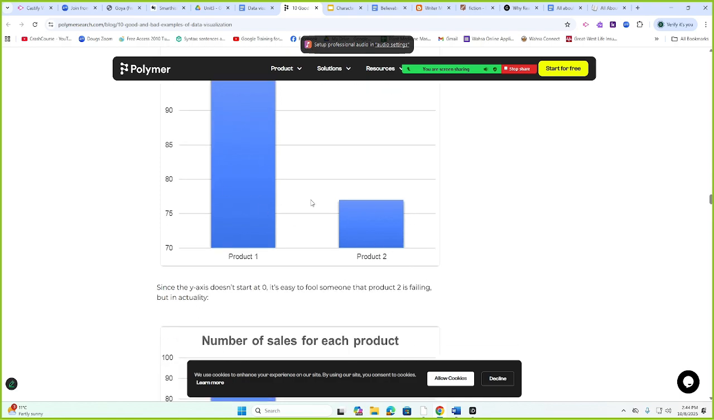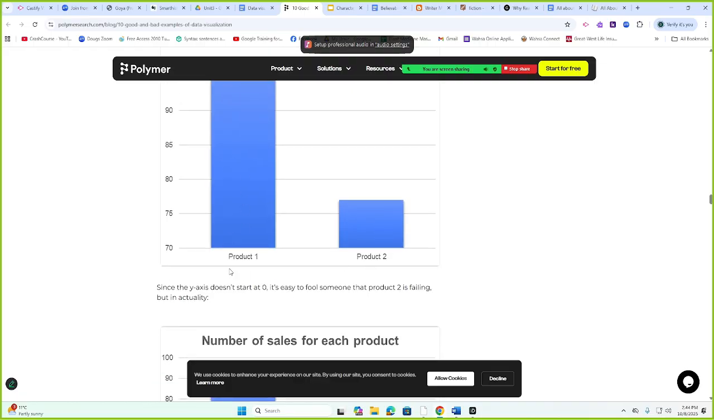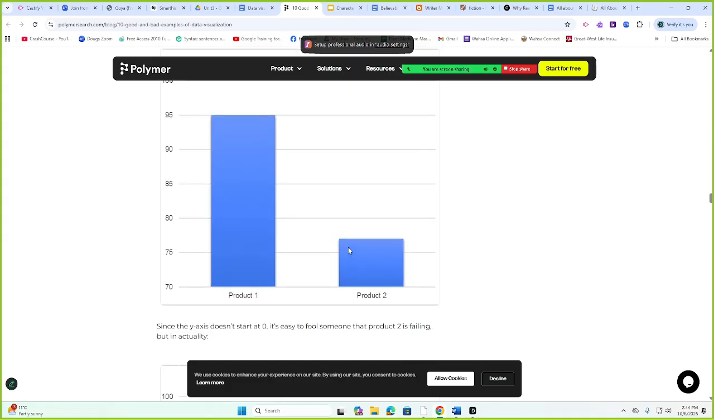So when we look at these two, it looks like, wow, we are selling 5 times as much of product number 1 as we are of product number 2. But that's not the case. If we filled in from 0 to 70 for both of these products, then we would see a drop of 18, let's see, from 95 to 77. Yeah, so that's about 18 products difference.